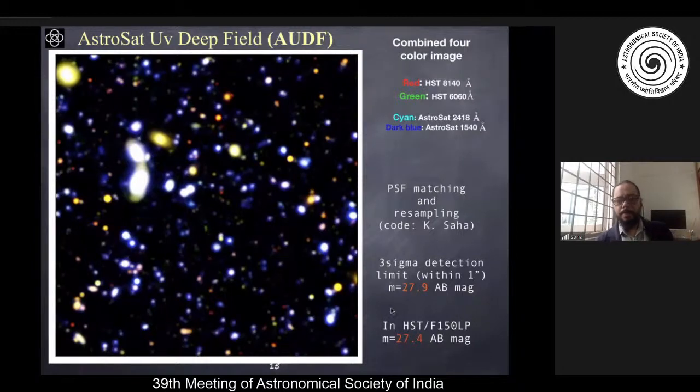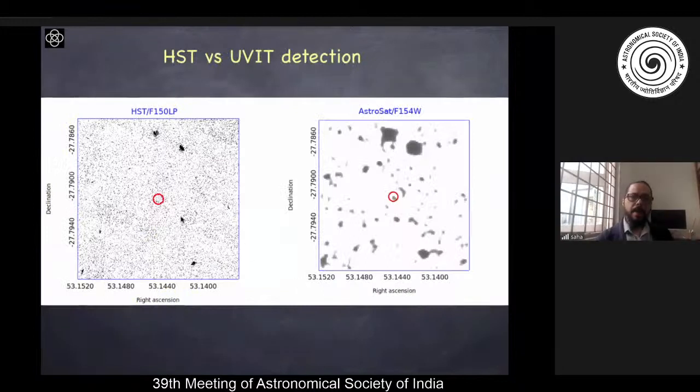And this is the important part here: we reach a 3 sigma detection limit within 1 arcsecond of around 27.9 AB magnitude, whereas in HST this is 27.4 magnitude only. So with these preliminary observations that we had in the GT phase, we reach about half a magnitude deeper than HST. And this is where the detection that I will talk about, in AstroSat and then HST.